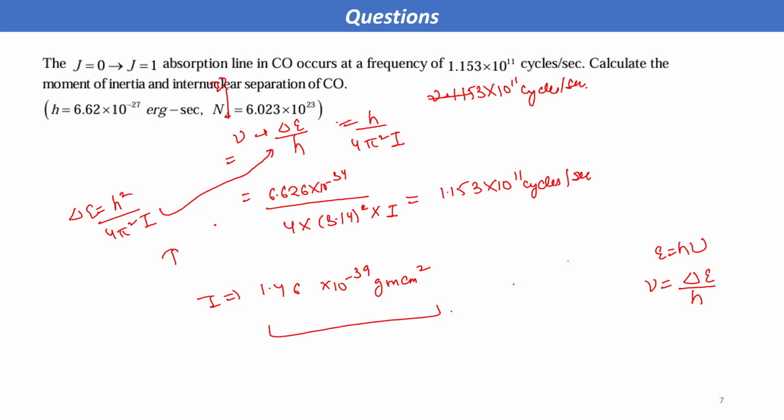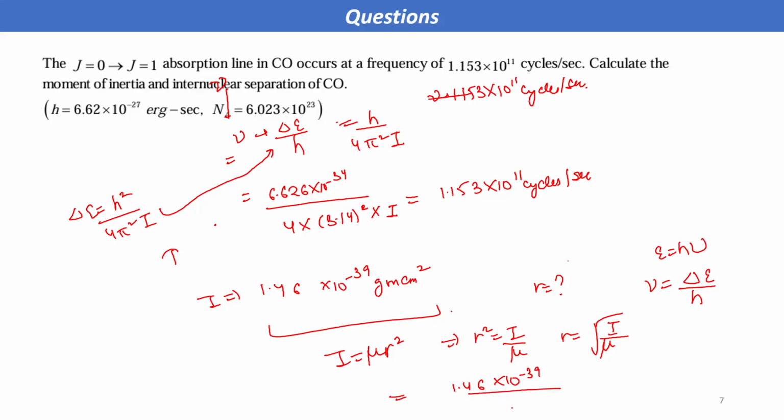Now I is given. Now we have to calculate the value of R, and we know that I is equal to mu R square. From here R square will be I by mu. So R will be under root of I by mu. And we know the value of moment of inertia: it's 1.46 into 10 raised to minus 39.